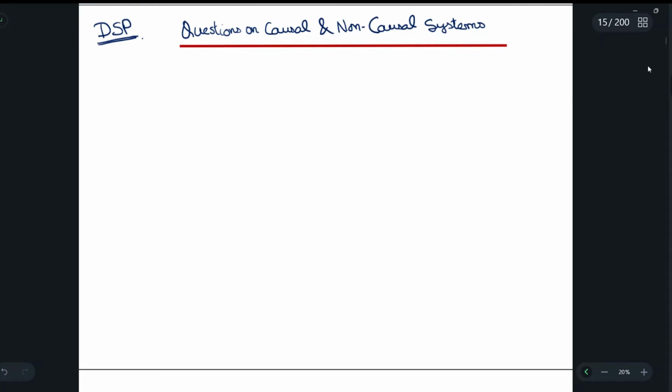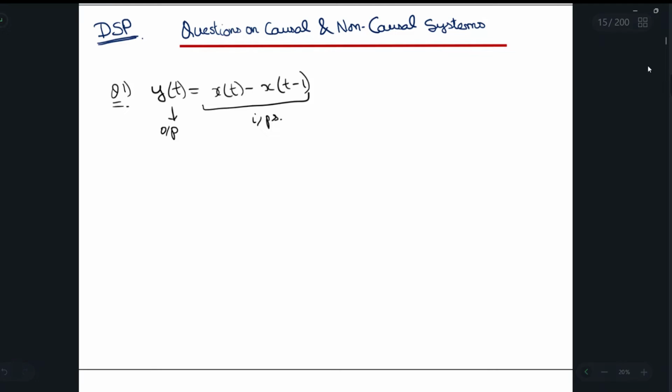So question number 1 is, suppose we are given a function y(t) = x(t) - x(t-1). If you have watched my previous video, you know that y is the output and these two are the inputs. Now the question is, we have to find out whether the given system is causal or non-causal. So first of all, let us take an example.